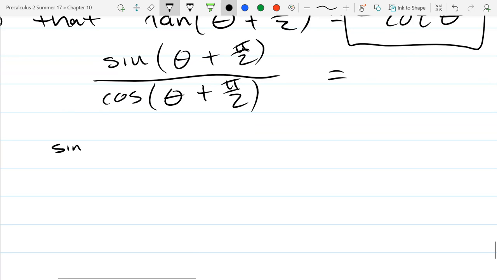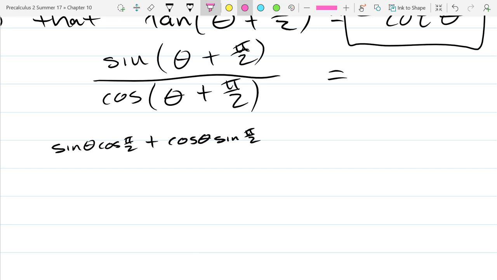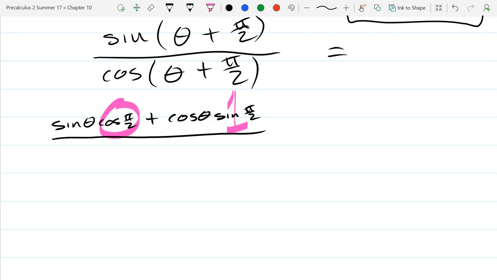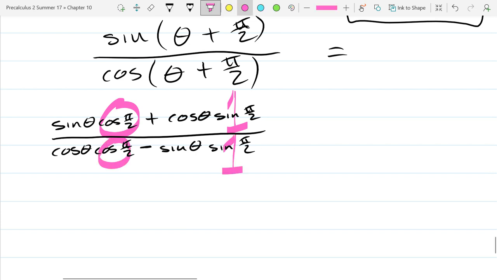The sum for sine goes sine theta cos pi over 2, plus cos theta sine pi over 2. By now we should be getting pretty good at knowing which one is 0 and which one is 1. Cos pi over 2 is 0, so that's out. Sine pi over 2 is 1. Divided by cosine, whose sum formula goes cos theta cos pi over 2 minus sine theta sine pi over 2. Same thing here: sine pi over 2 is 1, cos pi over 2 is 0, so that's going to disappear.